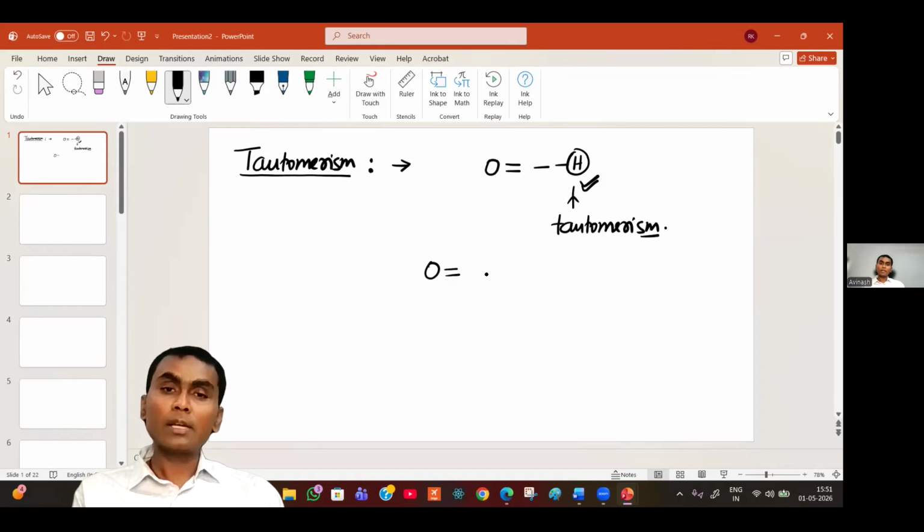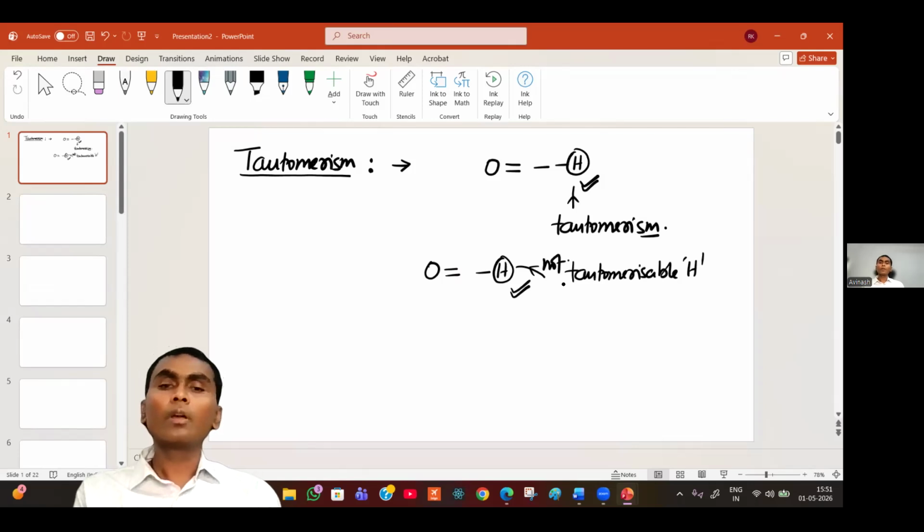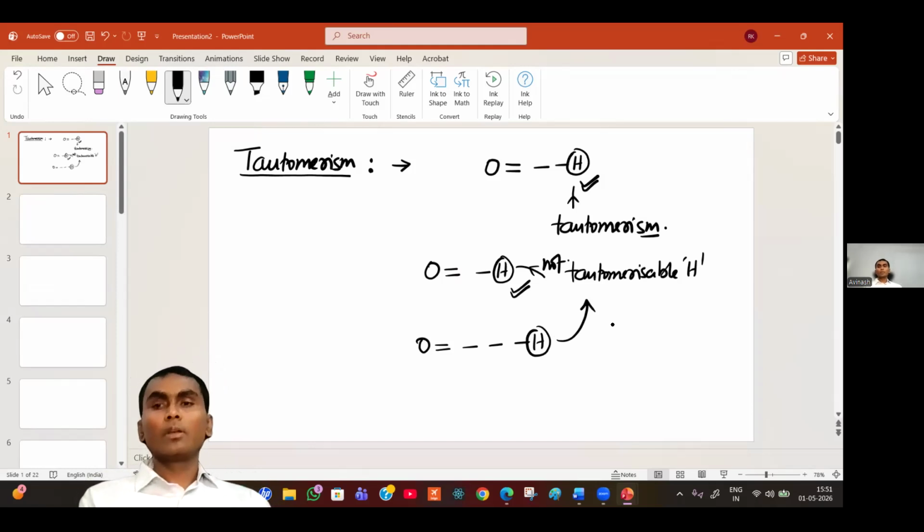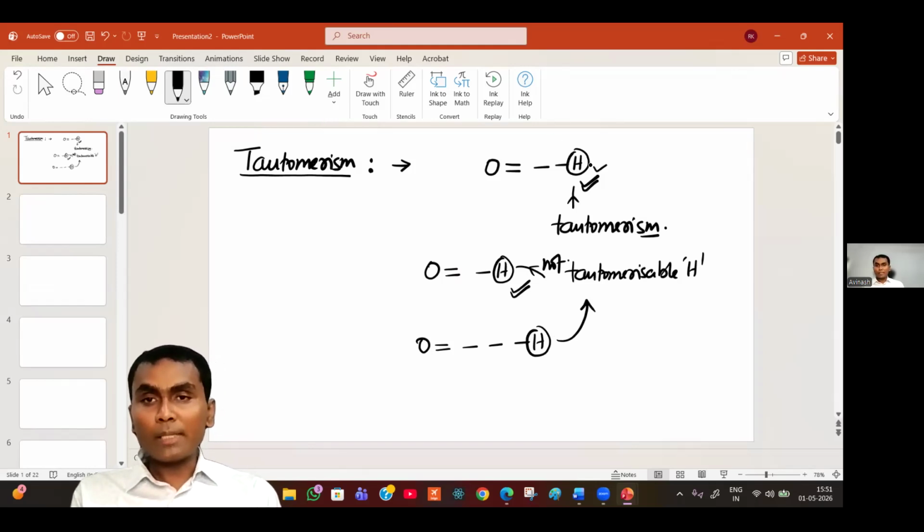Otherwise, if hydrogen is in another place like this, single bond hydrogen, this hydrogen is not tautomerizable hydrogen. When you see O double bond single bond hydrogen in the other arrangement, it is also not tautomerizable hydrogen. We will know that place is important. When it is on this place, then it is called tautomerizable hydrogen.